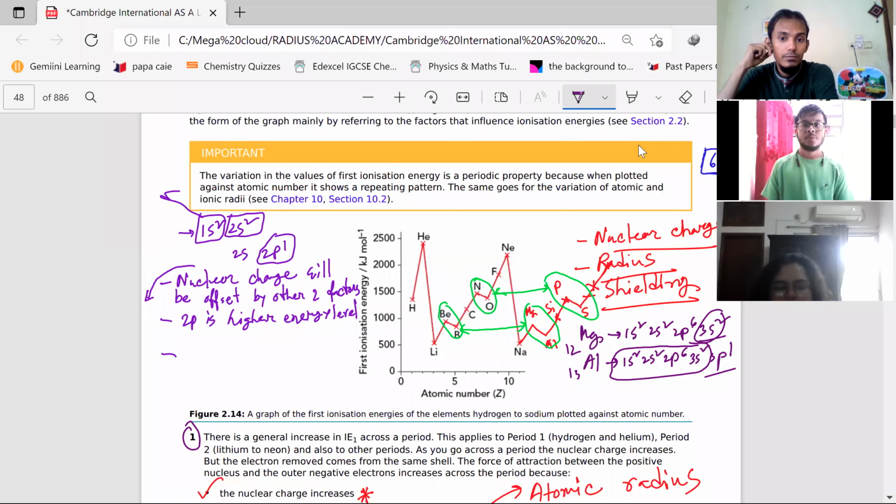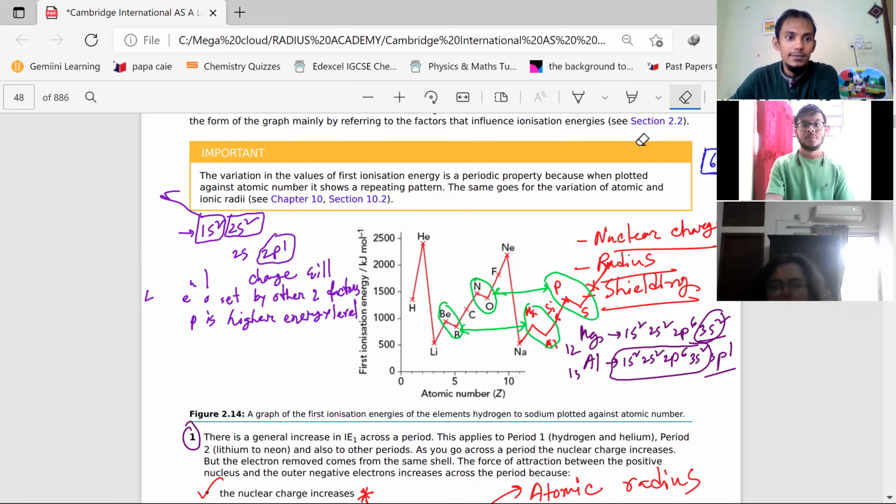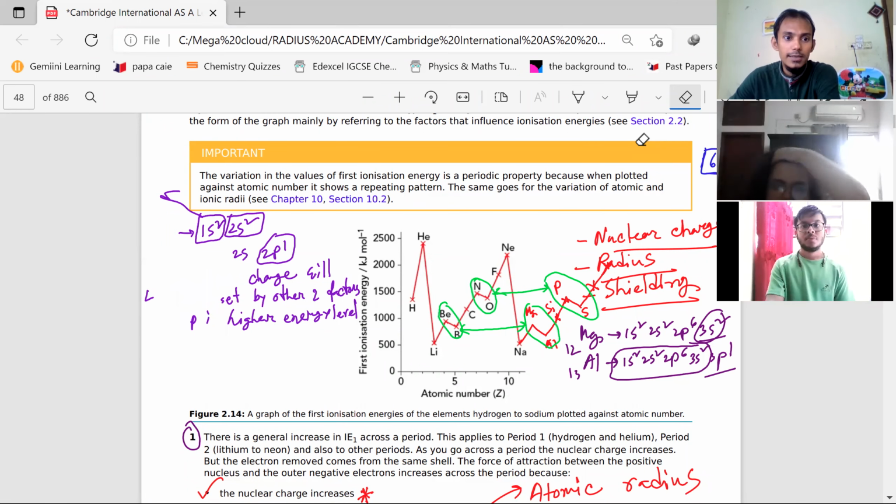Okay, very good job. So that is beryllium to boron and magnesium to aluminium. Even though they didn't explain, if they ask, don't drop from the sky. It's the same thing.